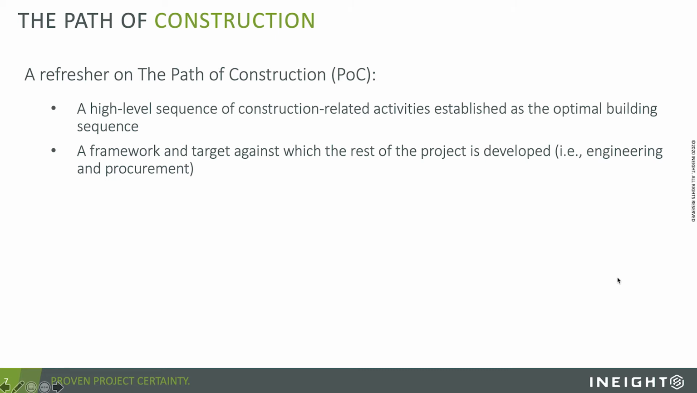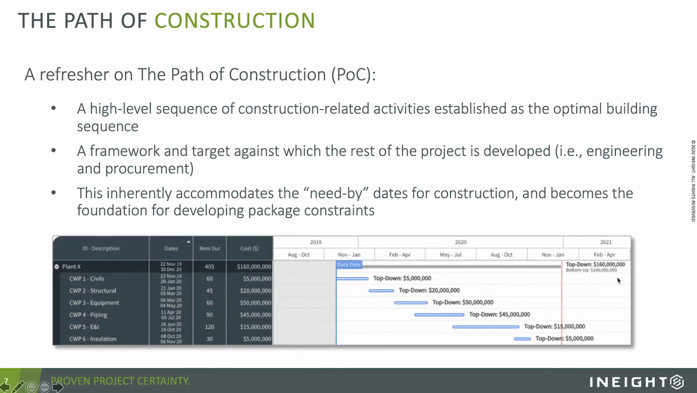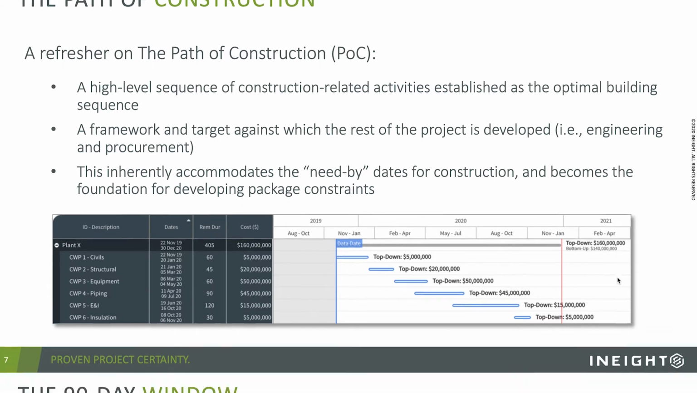And by doing that, by using that best path of construction process, you inherently accommodate those need by dates, and you build with constraints in mind, allowing yourself to know when you can begin work on items that are significant. So that's the overall goal of the best path of construction, and those constraints make their way all the way down to execution and knowing when it's the right time to begin work.